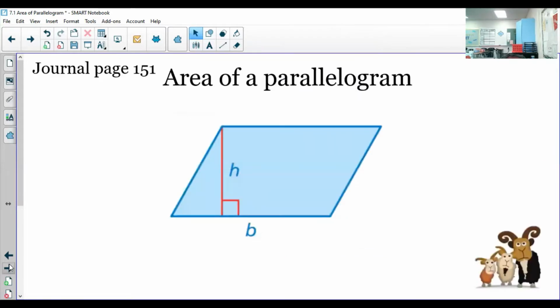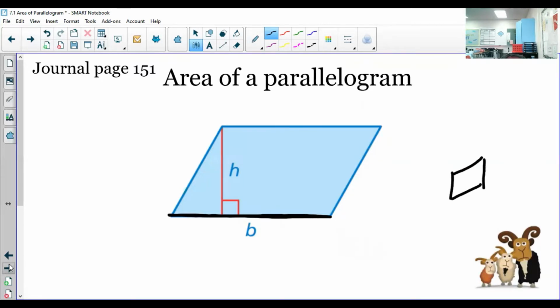Okay, area of a parallelogram. Now, this here is just a very generic parallelogram. When we're talking about the base, we are talking about this length right here. Now, base doesn't always have to be on the bottom, okay? Sometimes your base might be over like here, off to the side. That's okay, that is still a base. Okay, so B stands for base.